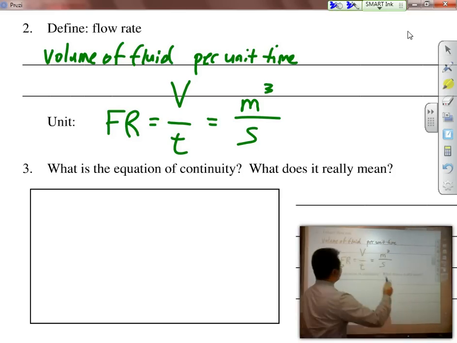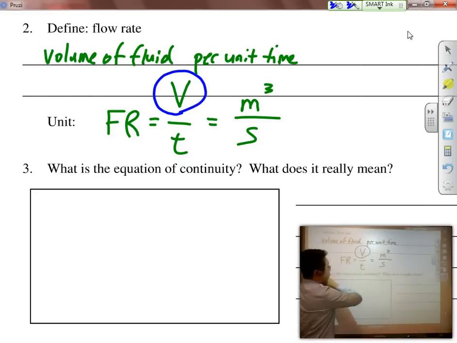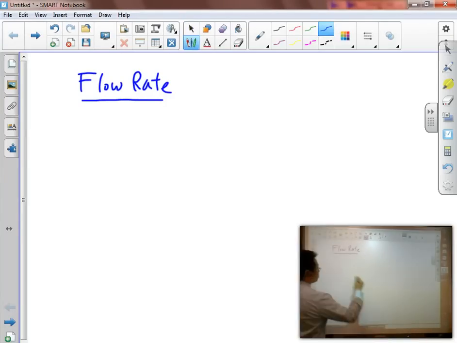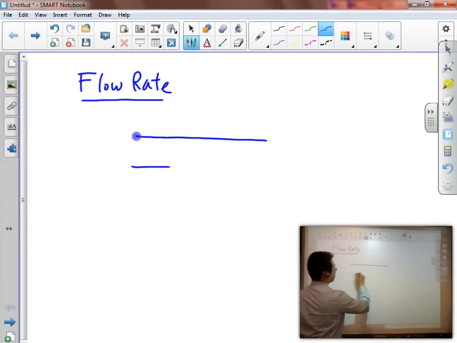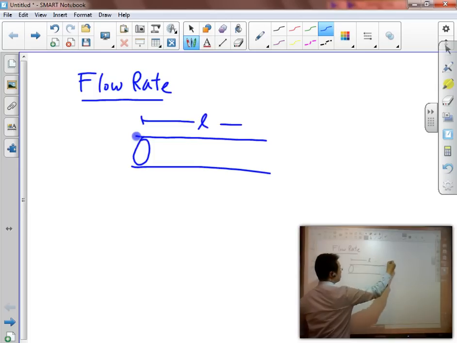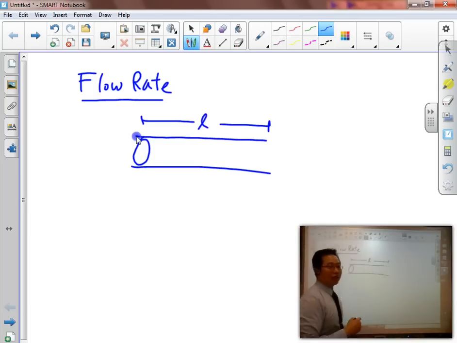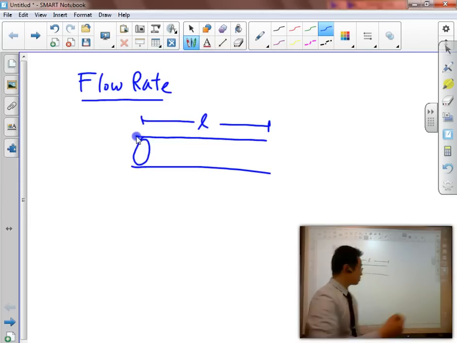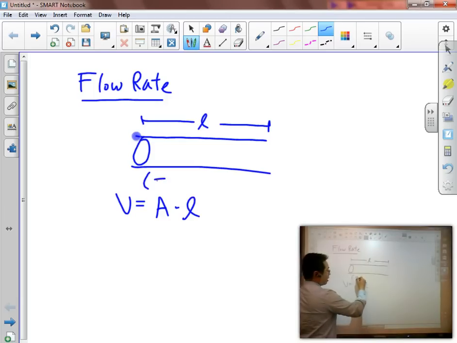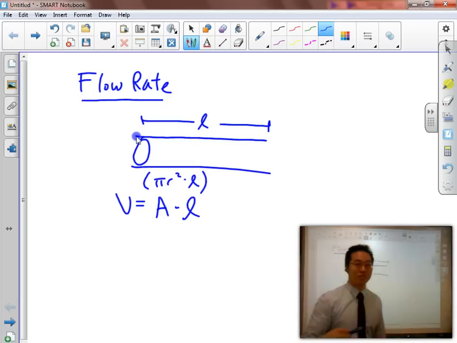Now the thing is, volume, well, let me bring it up to this board over here. Volume within a pipe can also be stated as, if it was just a circular pipe, the area of the pipe times the length of the pipe, which is really the same thing as saying pi r squared times the length. So this is a formula for volume of a cylinder.